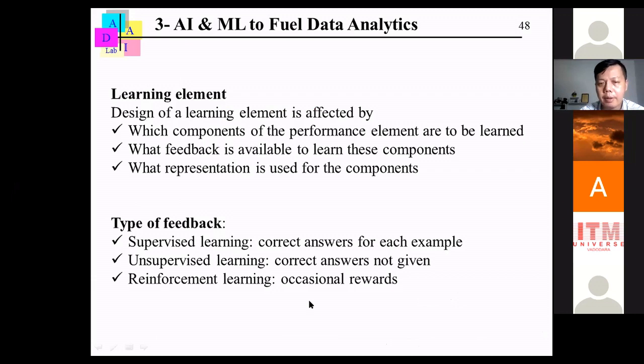It means that no correct answer is given. And the mix between supervised learning and unsupervised learning is semi-supervised learning. And the last one, reinforcement learning, means that there is an occasional reward.